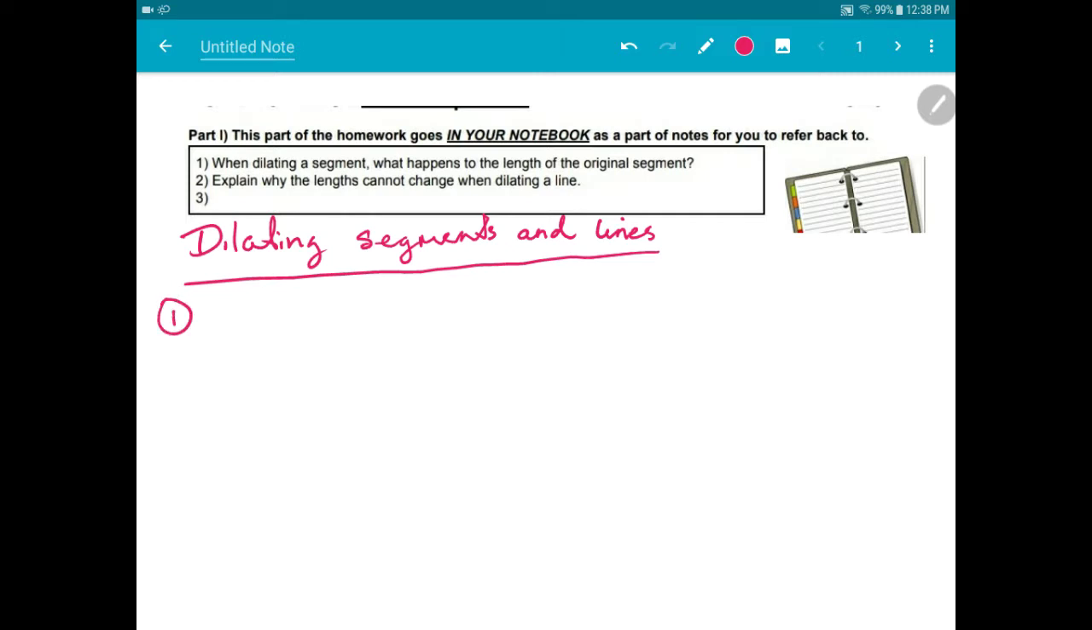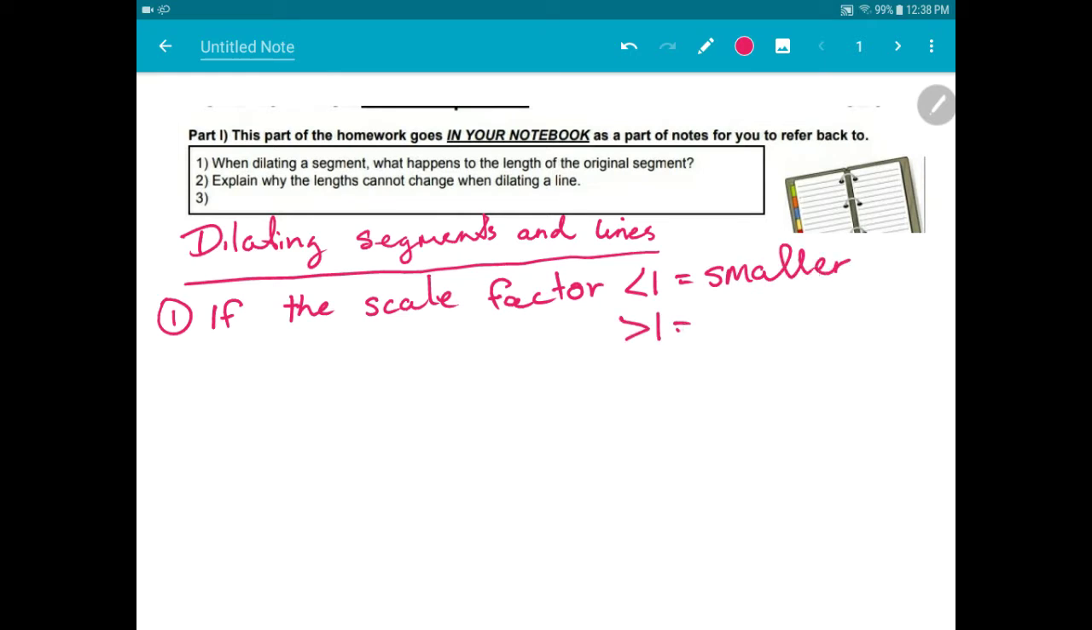When dilating a segment, what happens to the length of the original segment? So we have to look at the scale factors in this case. If the scale factor is less than 1, what that means is the shape is actually going to get smaller. The segment will decrease in size. But if it was larger than 1, it's going to get bigger. You might be thinking, what happens if it is 1? If you multiply something by 1, it just stays the same size.